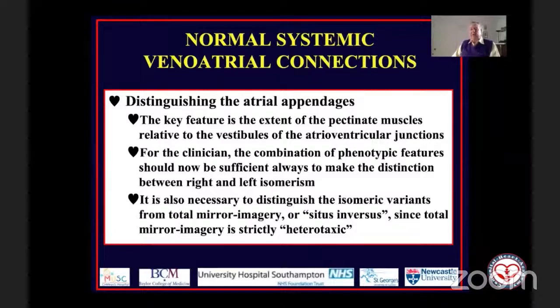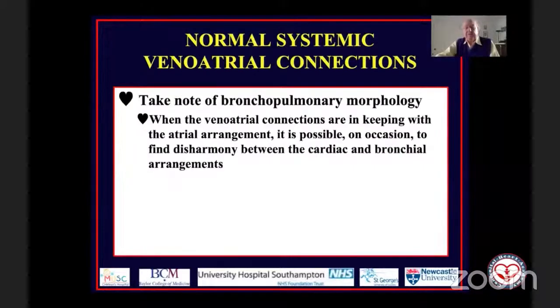So we need to start off by looking at how we distinguish the atrial appendages and what is the significance of that. When we're doing that, of course, we take note of what's going on in the overall patient. And in this respect, bronchopulmonary morphology is particularly important. So you as clinicians, when you're assessing the veno-atrial connections, keeping in mind what's going on with atrial arrangement, you need also to look at bronchial arrangement.